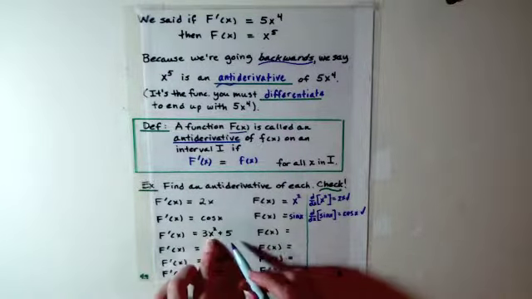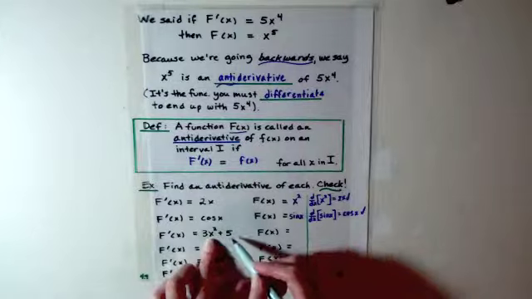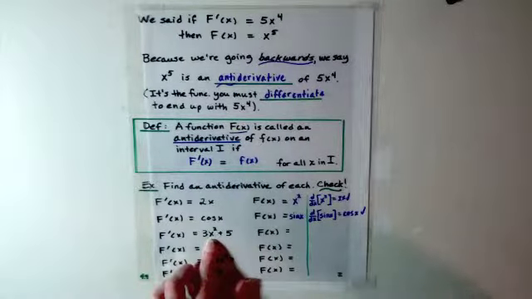Okay, when f prime is 3x squared plus 5, again, you're thinking backwards, which is always a little bit trickier.